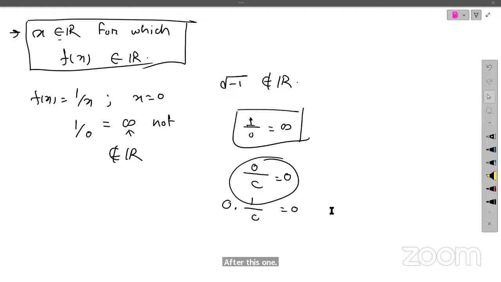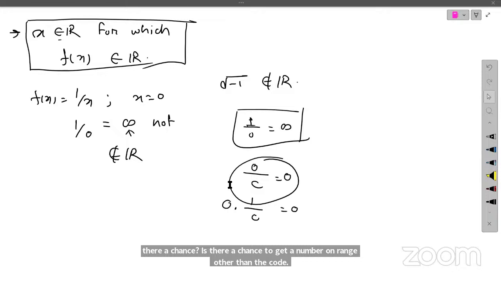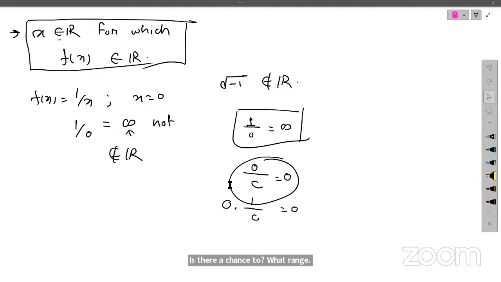Yes, Lokesh. I think we are done, right? Yes, Lokesh. Is there a chance to get a number on the range other than the codomain? Is there any chance of an output other than the codomain? Is it referred to as a function or not, ma'am?